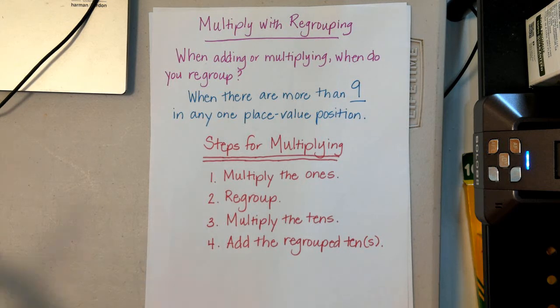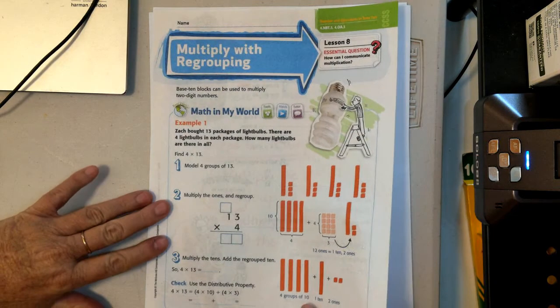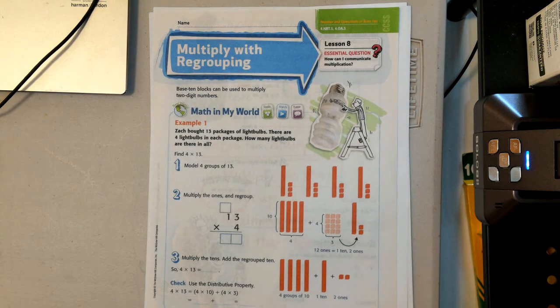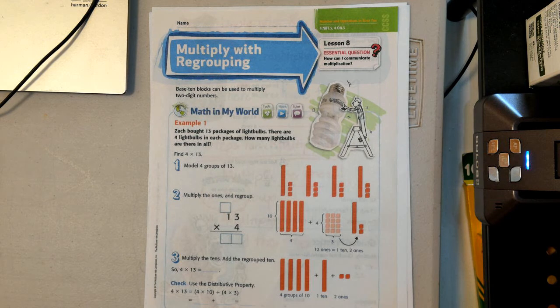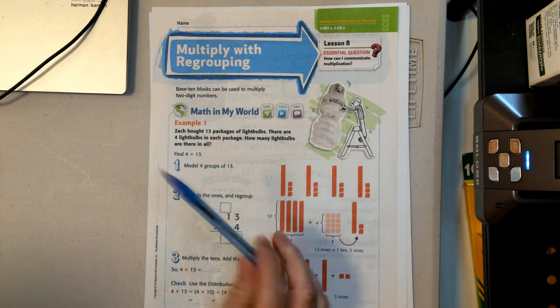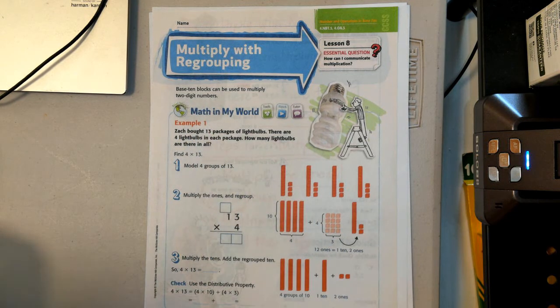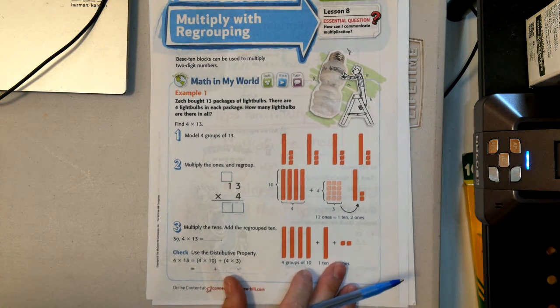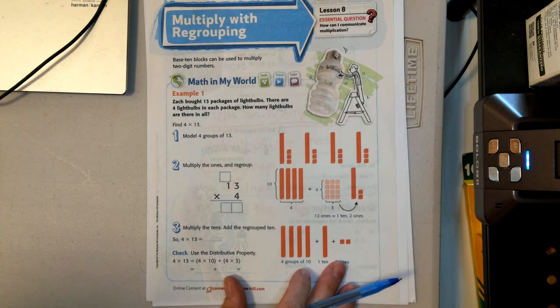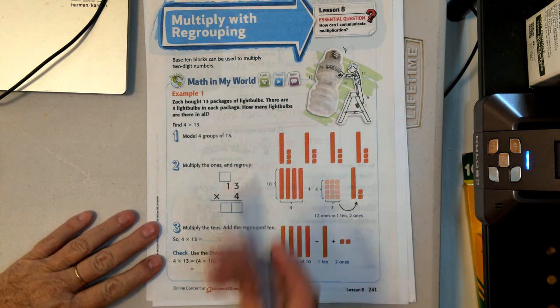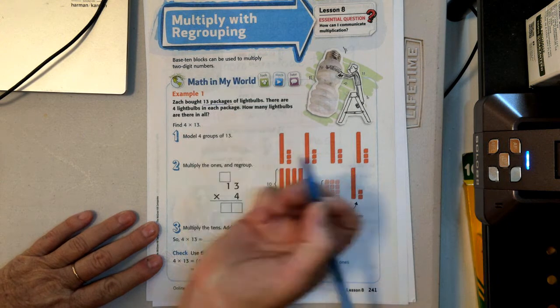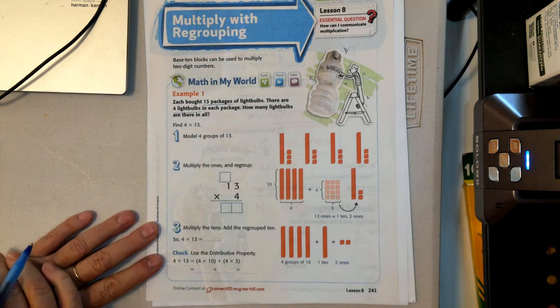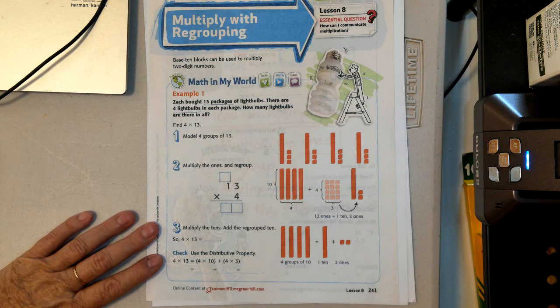Okay, so go back to here, and here are some base 10 blocks once again, which you have available to you in your math curriculum. So, example 1. We're going to do the mommy-daddy method for this one. Zach bought 13 packages of light bulbs. There are 4 light bulbs in each package. How many light bulbs are there in all? So he's got 13 packages of light bulbs, and there are 4 in each package. We have to figure out how many he has altogether.